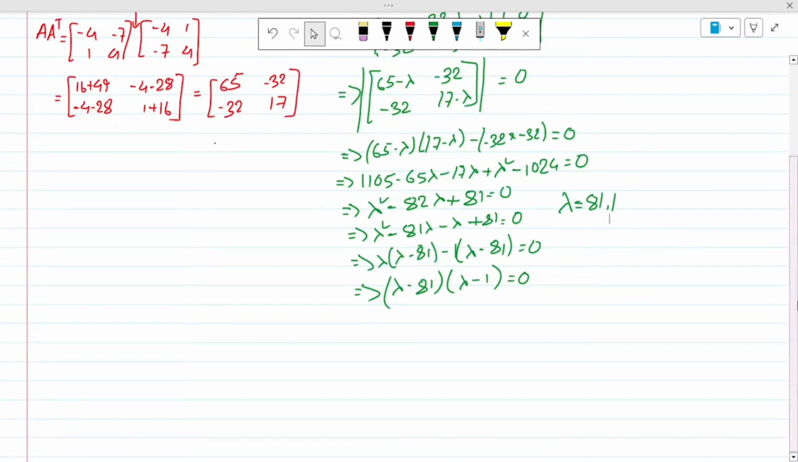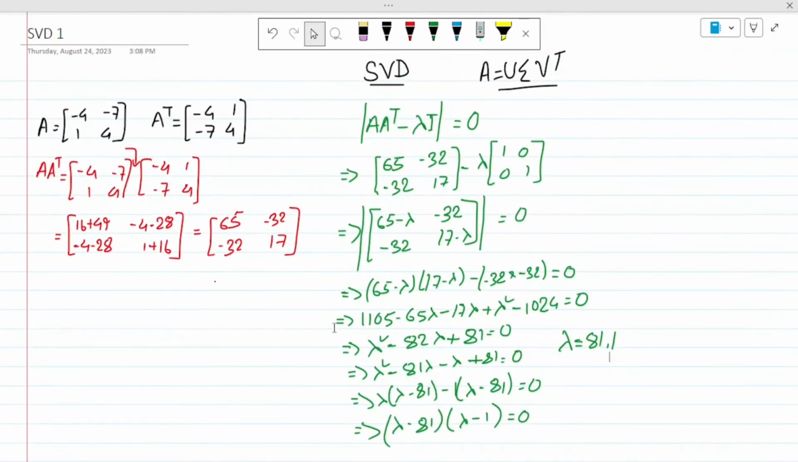So now from here we have to compute these three matrices, right? So U, sigma and V transpose, these three matrices we have to find out. As we already found, lambda values are 81 and 1, that means we got this middle matrix. So now how to rewrite the middle matrix?